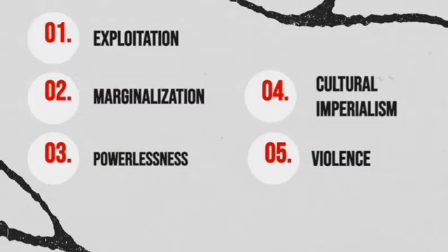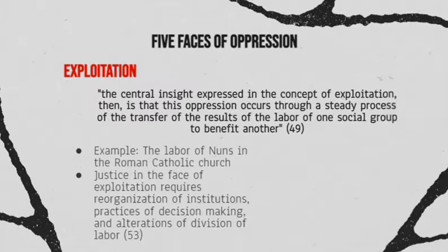And in order to do that, we will examine what Professor of Political Science Iris Marion Young has called the 5 faces of oppression. These 5 types of oppression are described at length in Chapter 2 of her book, Justice and the Politics of Difference. Specifically, the 5 types of oppression are exploitation, marginalization, powerlessness, cultural imperialism, and violence. We're going to begin by examining exploitation.